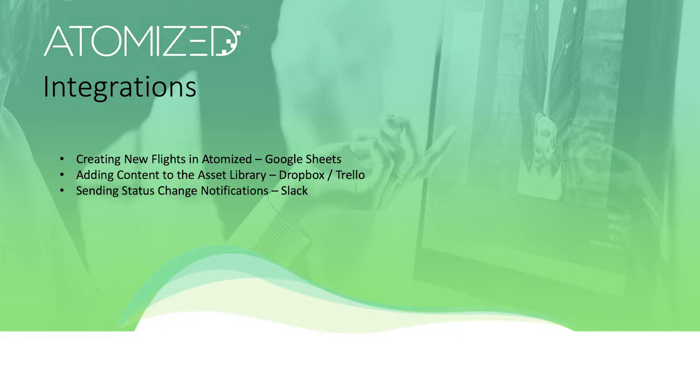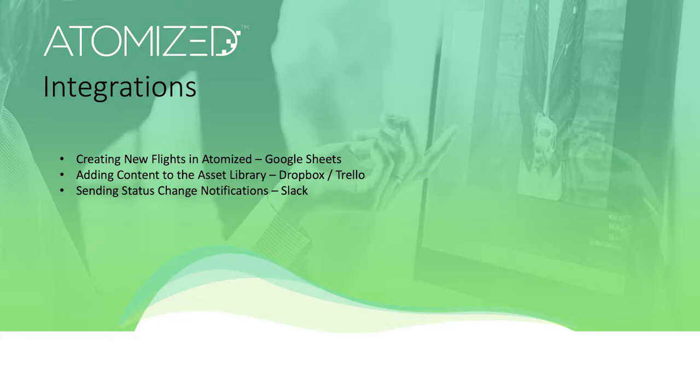Also, you can add content to our asset library, and that being documents, PDFs, images, videos, things like that, by adding them externally as well. So today I'm going to show you how we do it with Dropbox and then also with Trello. And those are forms of what I call inbound, coming from outside into Atomized.